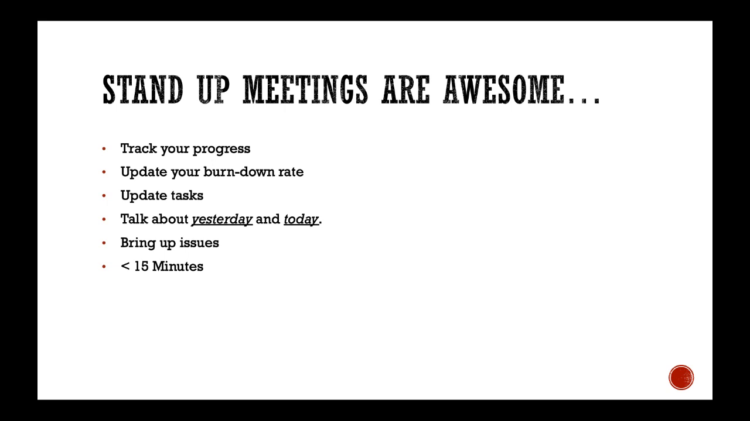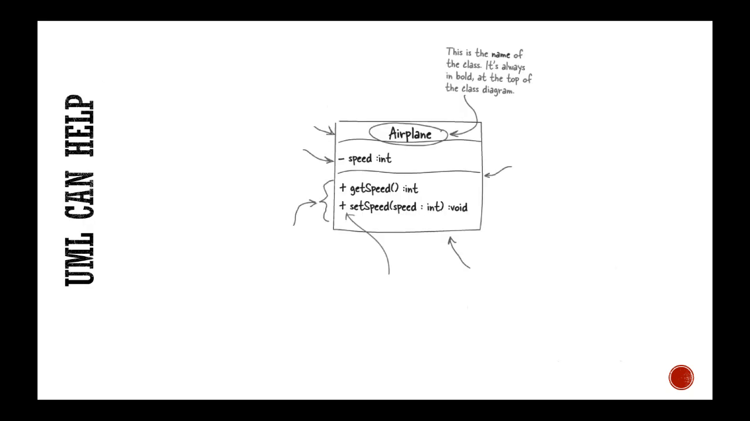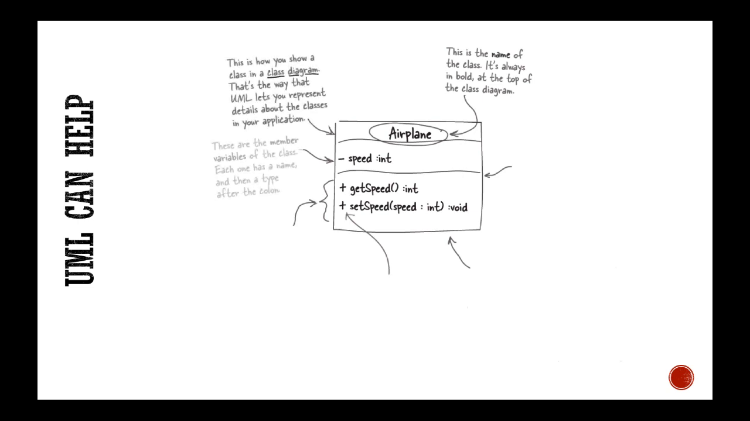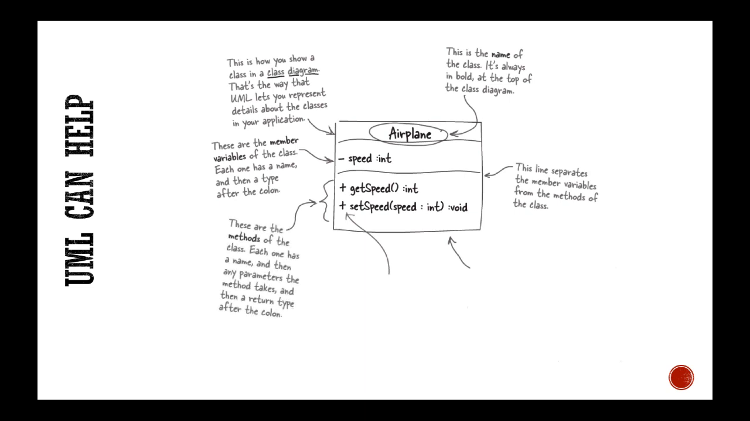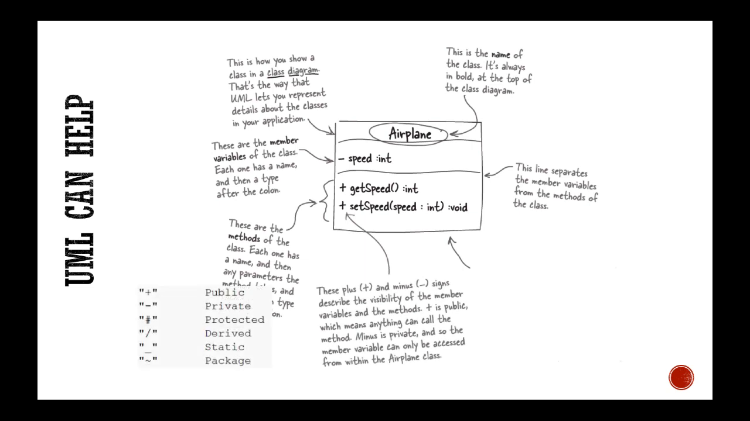After you've broken things into tasks, you're working through your stand-up meetings. When you're trying to design your software, one of the tools we have along the way that can help us do this is called UML, or the Unified Modeling Language. We use this to build things like class diagrams, like you see here. This is the airplane class. It has a member variable called speed of type integer. You'll see speed colon integer. The minus sign means that it's private. A line that separates member variables and methods. And then you have your methods along with all these things.